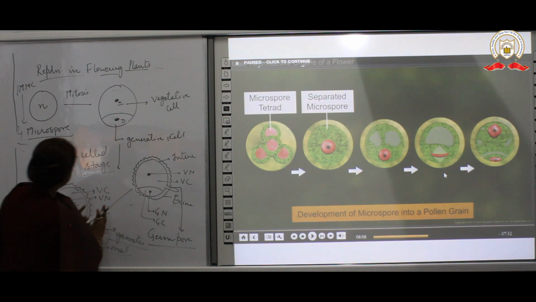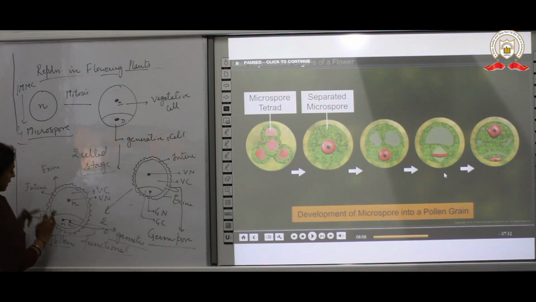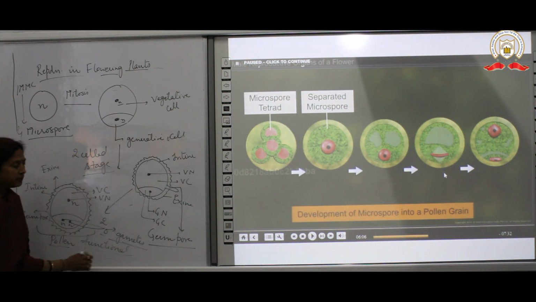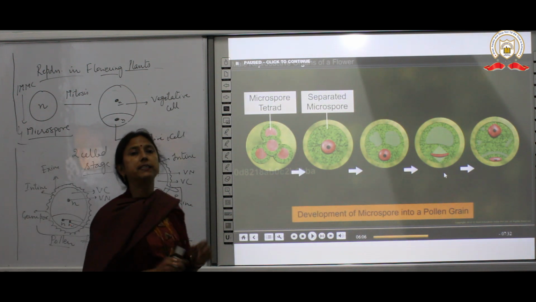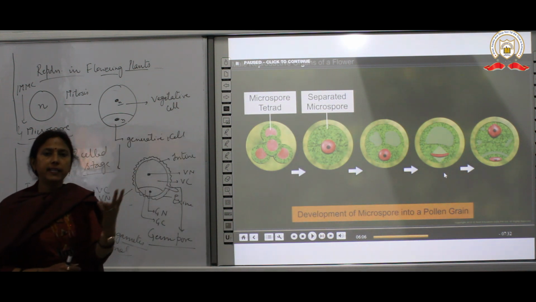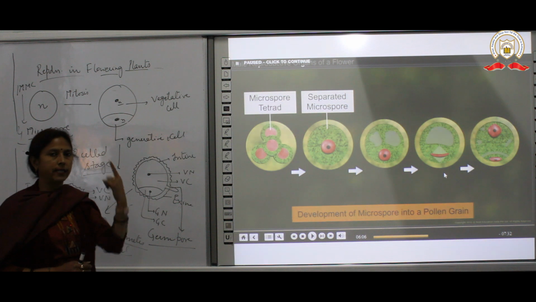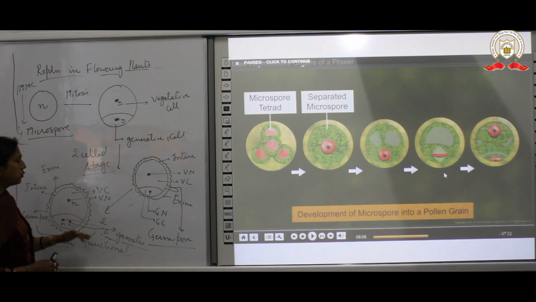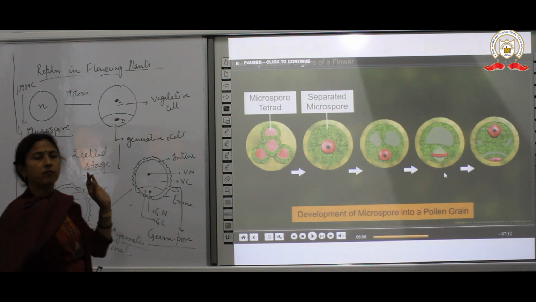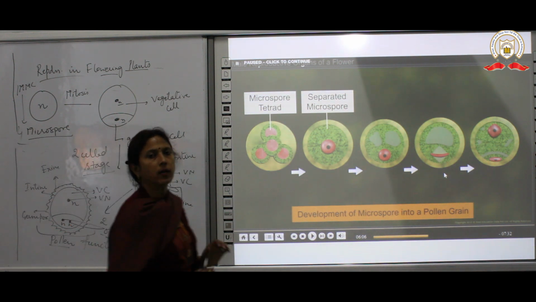But the functional stage is the 2 cell 3 nuclei stage, in which the generative nucleus will divide mitotically, giving 2 nuclei in a single generative cell, and these 2 nuclei are known as the 2 male gametes. Why are 2 male gametes required? Because in angiosperms, we have studied that there is double fertilization, meaning fertilization occurs 2 times. One is with the egg cell, called syngamy, and the second is with the polar nuclei, called triple fusion, so we need to ensure that there is presence of 2 male gametes. This is the process of formation of microspores and the formation of pollen grains.